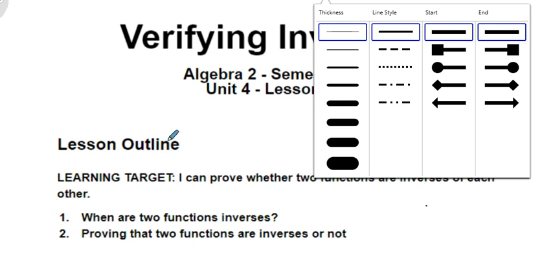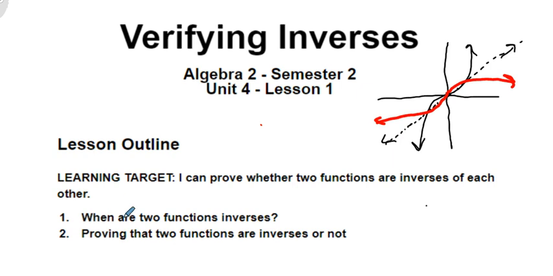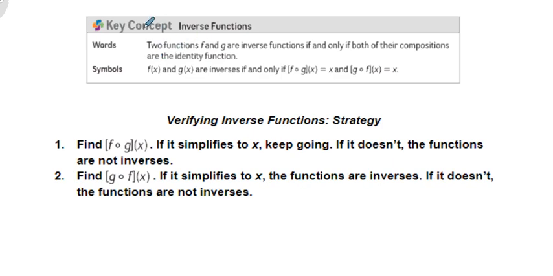Okay, so we're going to be able to prove whether two functions are inverses of each other, proving that they are or aren't. So here is the idea. Two functions, f and g, are inverse functions if and only if both of their compositions are the identity function. The identity function in this case is y equals x. So we have to prove this going both ways. We do the first function composition, which means we take g of x and put it into f for its x and see if we get y equals x. Then we turn around and do the same thing the opposite way, taking f of x and putting it into g and seeing if we get that same thing.